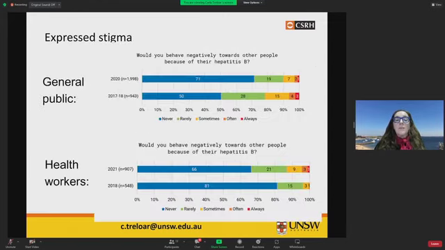We also measure this expressed stigma amongst the general public and amongst health workers, very importantly. And here I've just put examples from our hepatitis B work. As I said, just an opportunity to flash this, so please email me if you'd like more details.